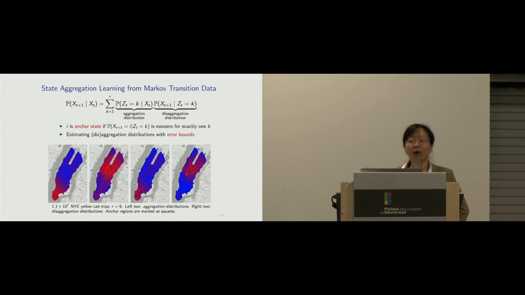We first introduce an anchor state notion to ensure the identifiability of these distributions. Then our method takes the singular vectors of the empirical transition probability matrix and uses a few closed form operations to convert them to the target distribution vectors. So it's computationally very fast.